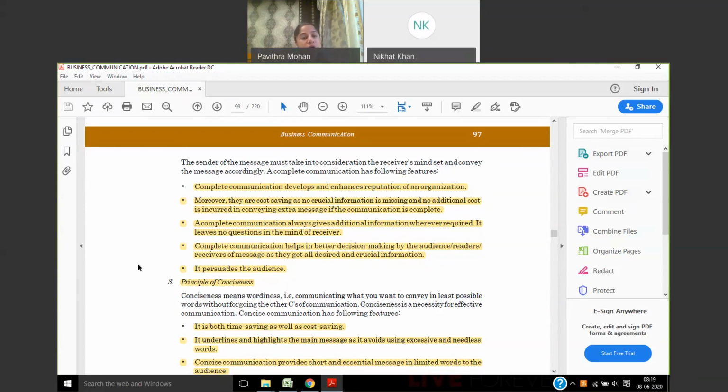Moreover, there are cost savings, as no crucial information is missing and no additional cost is incurred in conveying extra messages if the communication is incomplete. The most important thing after this is that 100% of the information is being passed. It becomes easier for me as a sender, because the receiver is not coming back with constant feedback, that is, with so many doubts and queries.